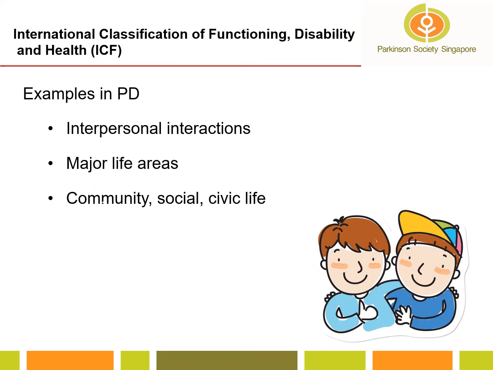So some of the examples of participation restriction will be that our client may have some issues with interpersonal interaction. For example, they have issues interacting within the family or with their spouse, or with a friend. They are basically unable to carry out a role as a husband, as a wife, as a friend, or as a parent, etc.